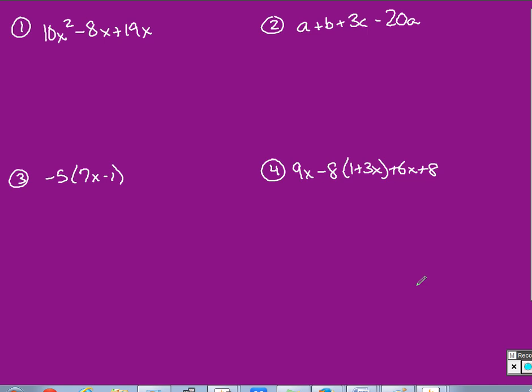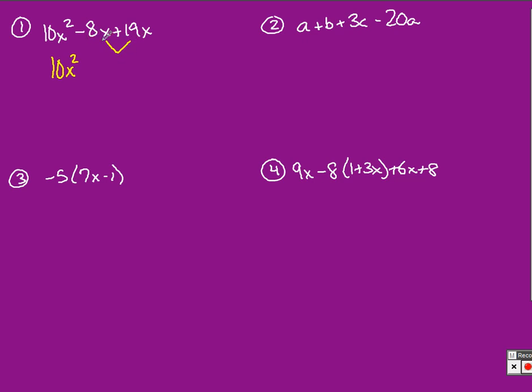Equations of lines review. First thing we're going to look at is simplifying expressions, and in these expressions here, just looking to combine like terms. There's no other x squareds, it has to stay itself. These guys both have x's, I'm just combining them. Negative 8 plus 19 gives me 11x. Okay, just combining like terms.